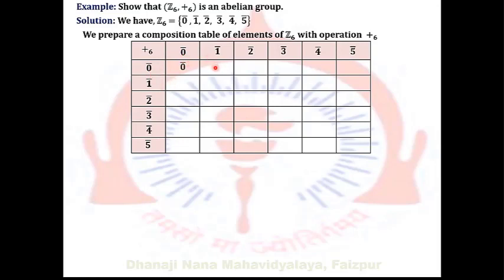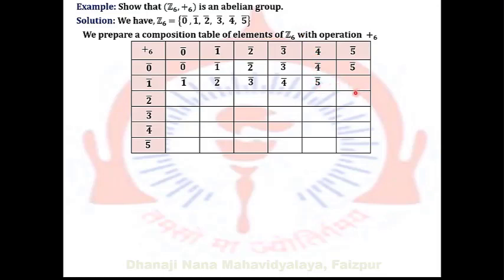0 bar plus 1 bar is 1 bar. 0 bar plus 2 bar is 2 bar. 0 bar plus 3 bar is 3 bar. 0 bar plus 4 bar is 4 bar. 0 bar plus 5 bar is 5 bar. 1 bar plus 0 bar is 1 bar. 1 bar plus 1 bar is 2 bar. 1 bar plus 2 bar is 3 bar. 1 bar plus 3 bar is 4 bar. 1 bar plus 4 bar is 5 bar.